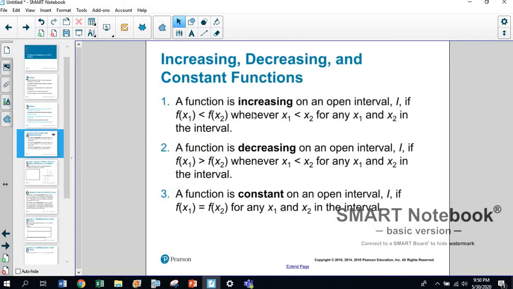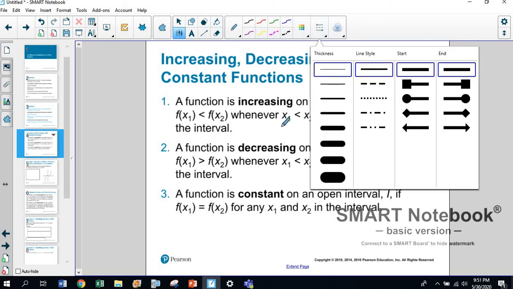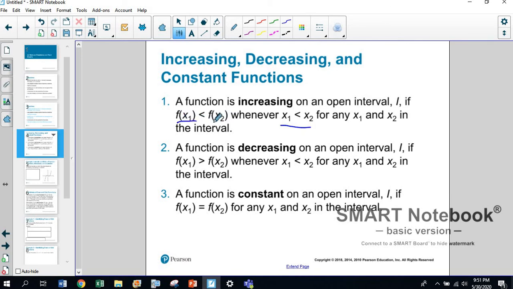Okay, so increasing. A function is increasing on an open interval whenever f of x1 is less than f of x2 for x1 less than x2. And so in other words, when the x's are growing, the y's are growing. All right, so what does that mean on a graph? That means you're going up from left to right. That's increasing.